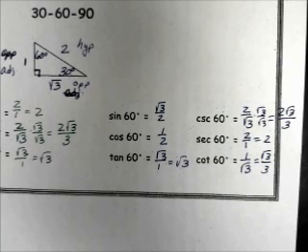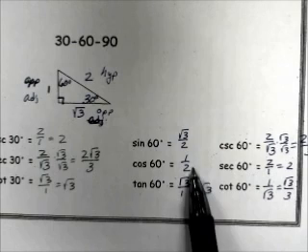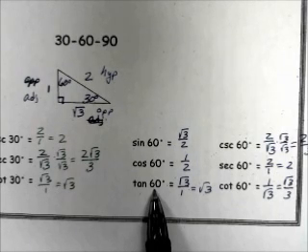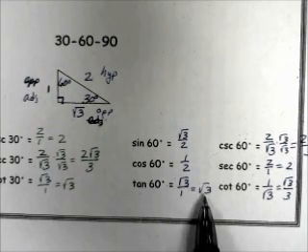Okay, so if you're asked for the exact value of cosine of 60 degrees, you have to give it as the fraction 1/2. If you're asked for the exact value of the tangent of 60 degrees, you have to answer with the square root of 3. You cannot give a decimal equivalent.